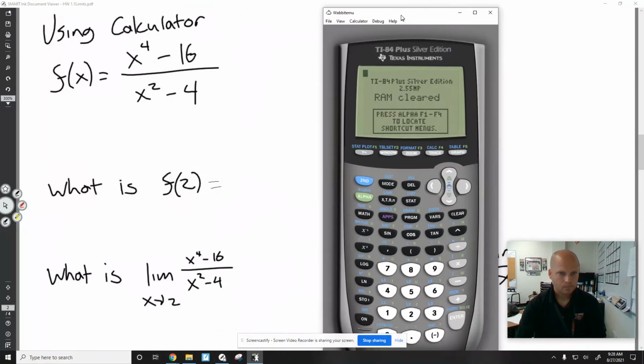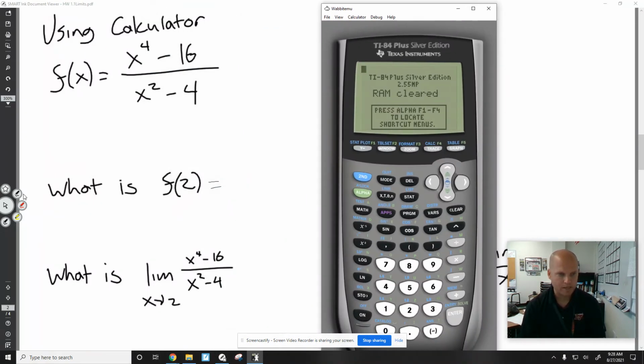Okay. To find f of 2, we're plugging in 2 for x. I can, literally in my home screen, just plug in 2 for x. I know you guys love the fraction button, so I'm going to use it. If I plugged in 2, took it to the 4th power, subtract 16, I know I'm getting 0.